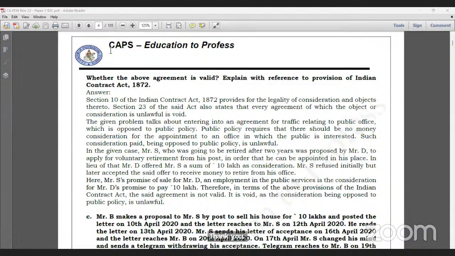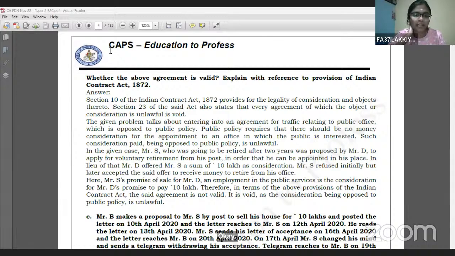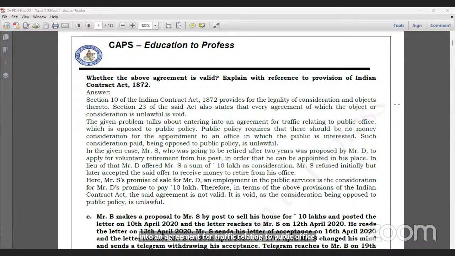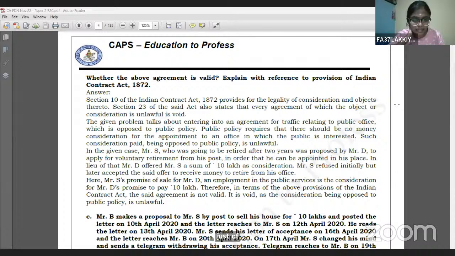Whether the above agreement is valid, explain with reference to provision of Indian Contract Act 1872. Section 10 of the Indian Contract Act 1872 provides for the legality of consideration and objects thereto. Section 23 of the said act also states that every agreement of which the object or consideration is unlawful is void. The given problem talks about entering into an agreement for traffic relating to public office. Opposed to public policy, Section 23. Public policy requires that there should be no money consideration for the appointment to an office in which the public is interested. Such consideration paid being opposed to public policy is unlawful.